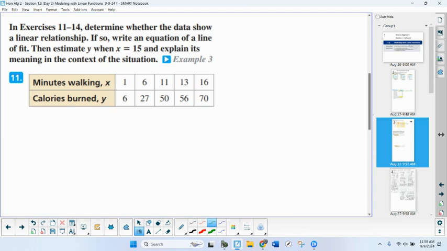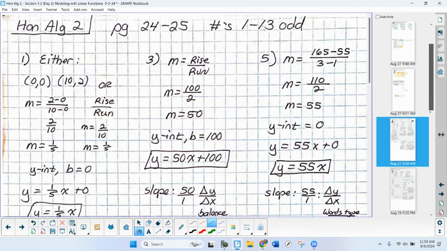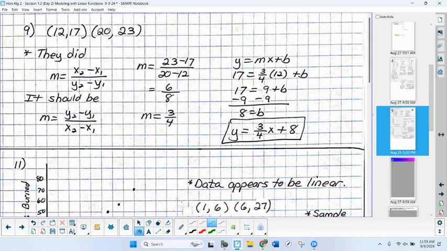Okay, make a graph using the minutes walked and the calories burned. Okay, on this one, I'd maybe go by 2s. On this one, maybe 10s, maybe 5s, either way. And then go over 1, up 6, over 6, up until you got your scatter plot. And you can see on my answer key, here's my scatter plot for number 11.